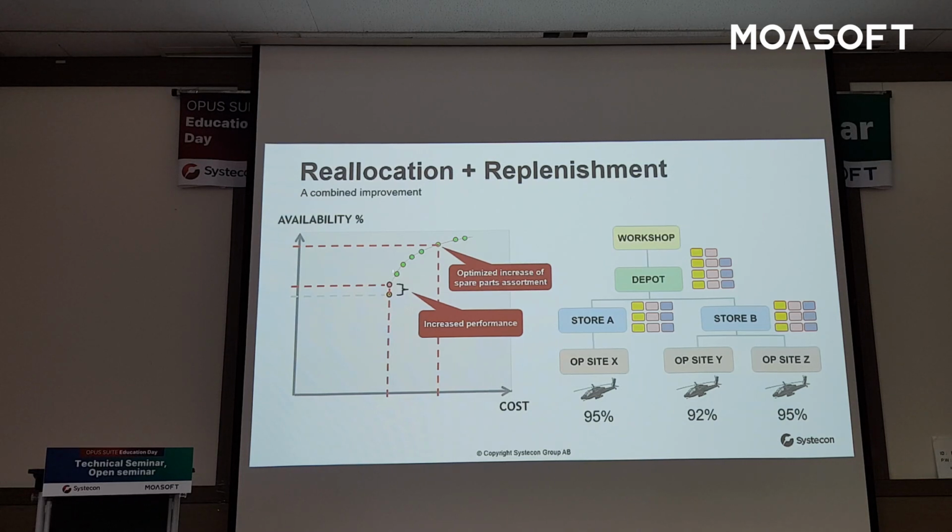How can we move? We want to move as steep as possible on this curve. Of course, we want to move straight up. We don't want to pay anything more, we just want to increase the availability. But that's often not possible. So we probably have to take some additional costs or investments in order to move up and increase the availability. And this is what the optimization will help us to do, to increase the availability with additional spare parts.